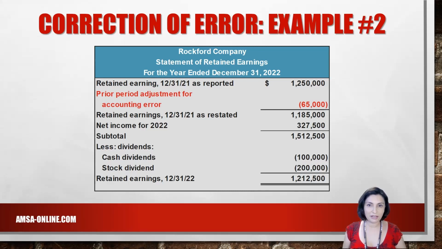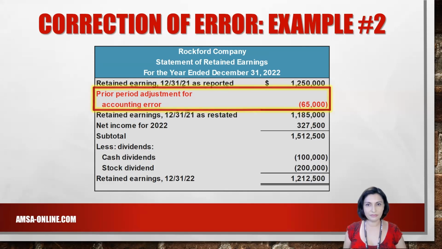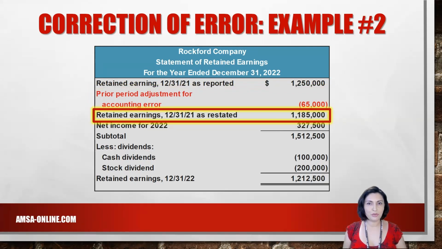First, we report the balance in the retained earnings as of the end of prior period. We don't include any adjustments in this number. The prior period adjustments are recorded as a separate line. Remember that the number is net of tax, as the balance in retained earnings is net of tax. Next, we report the restated retained earnings as of the end of the prior year. After that point, the reporting is the same as usual.